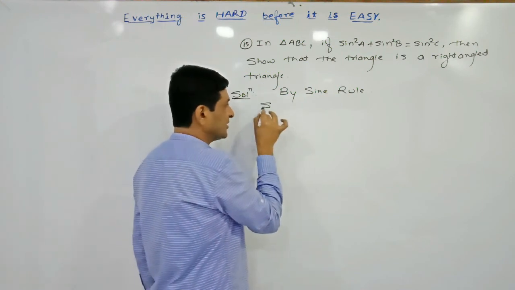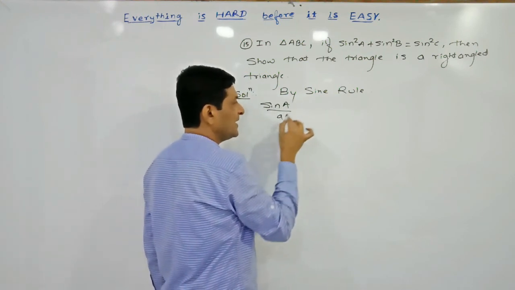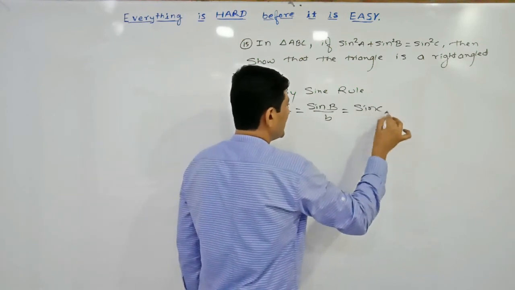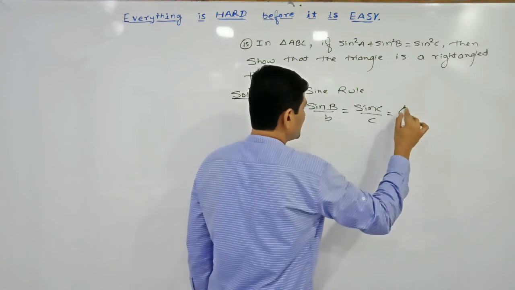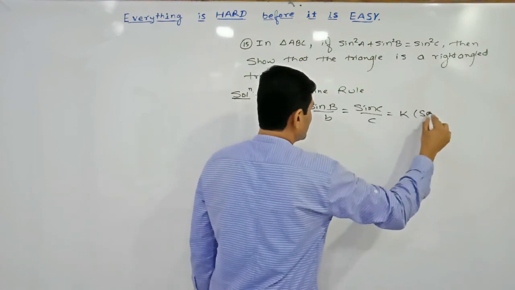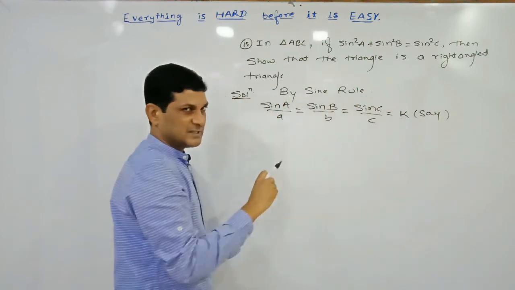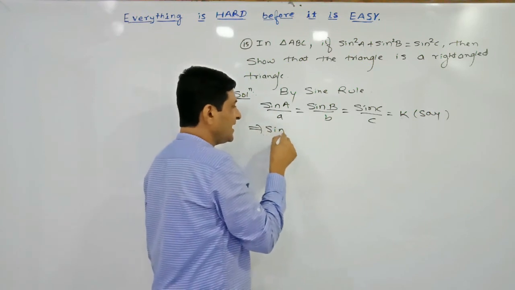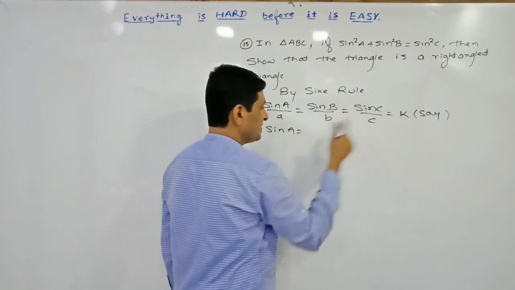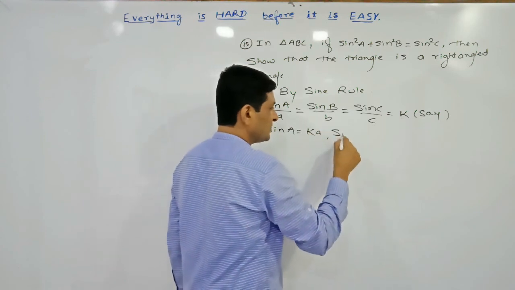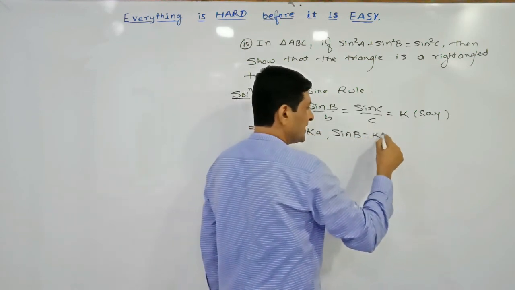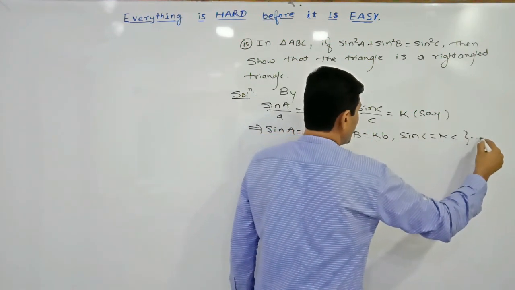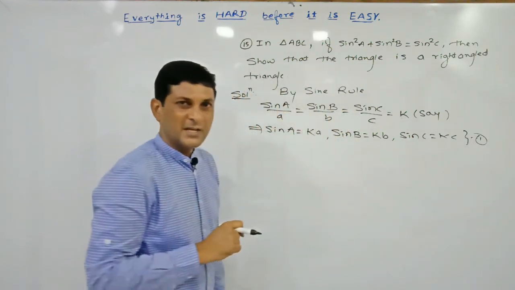So that's why the sine rule can be written as sin A upon a is equal to sin B upon b is equal to sin C upon c. And let us denote this ratio by k. Say, we are supposing that the value of this ratio is equal to k. So this implies that sin A is equal to a into k, that is ka. In the same way, we will get sin B is equal to kb, and sin C will be equal to kc. Let us denote these values as equation number first, which we have got by applying the sine rule.